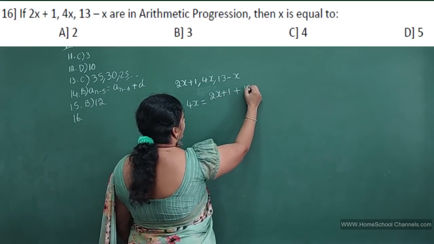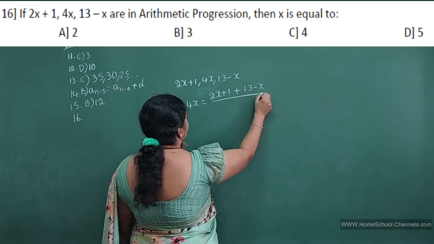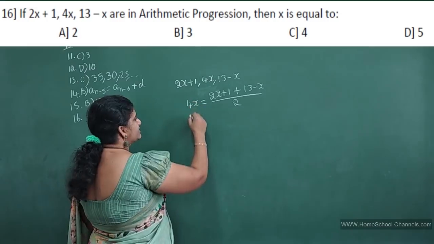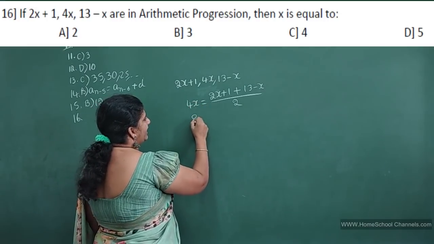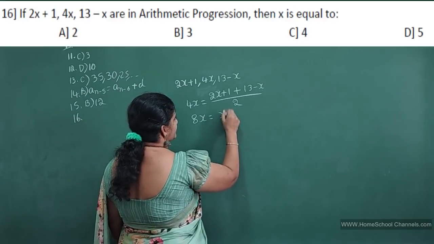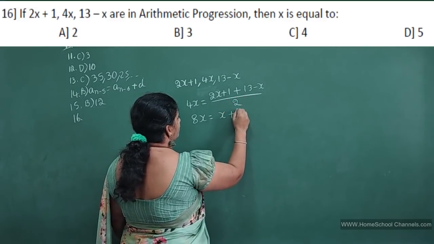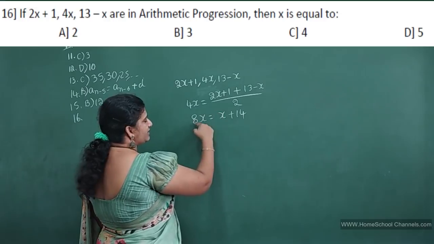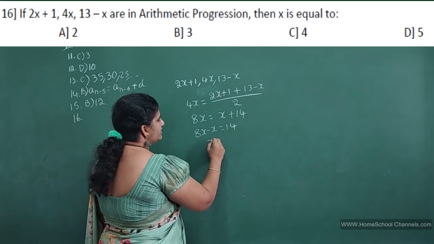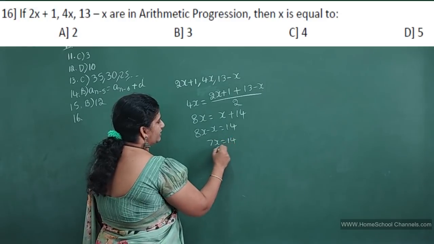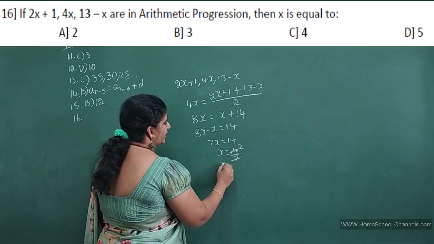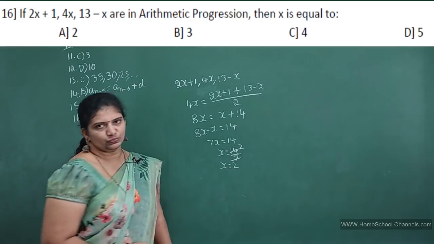Middle term is equal to the sum of these two terms by 2. 4x is equal to 2x plus 1 plus 13 minus x by 2. This 2, send this side, 4x into 2, 8x is equal to 2x minus x, x will be x. 13 plus 1 will be 14. X, bring this side. 8x minus x is equal to 14. 7x is equal to 14. 7 divide 14, 7 2s are 14. Therefore, x value is 2.